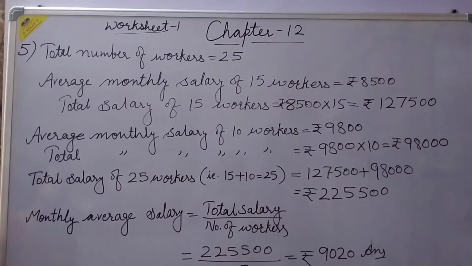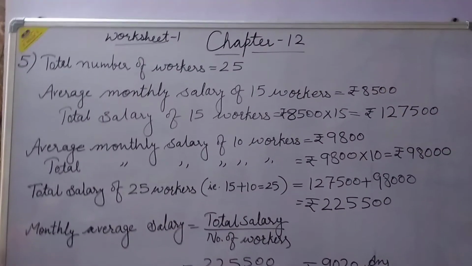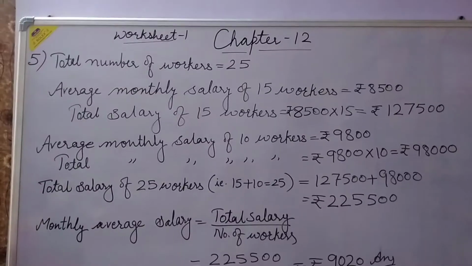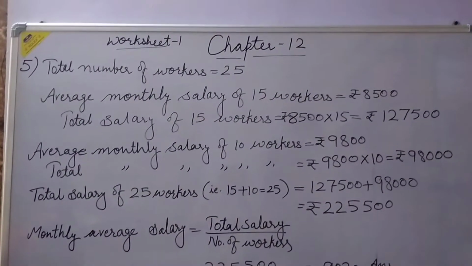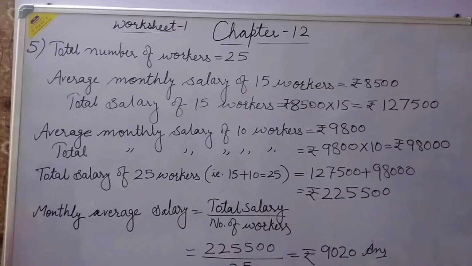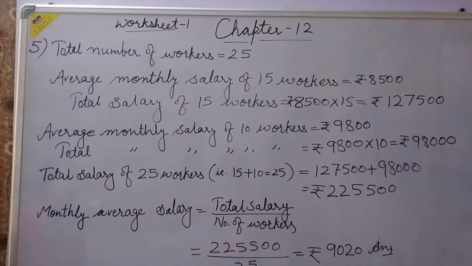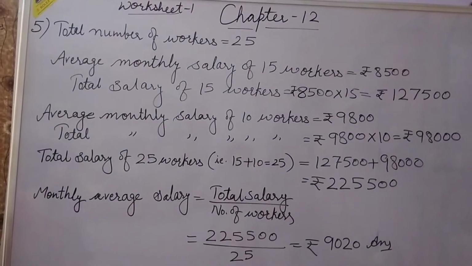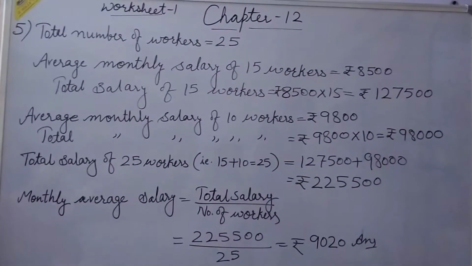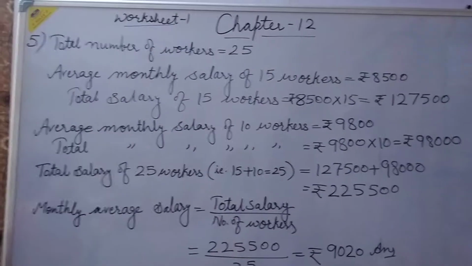Good morning students. Today we are going to do question number 5 of worksheet 1 of chapter 12. In question number 5, in a factory the total number of workers are 25. We will do the sum side by side, okay? Firstly we will read the statement one by one and solve the sum, okay?